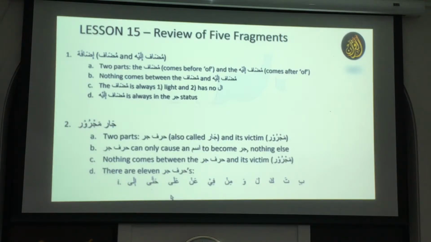The jar majrur, this 11 one. So look at the 11. If you even print out this page, keep it. You can see quickly, oh, okay: bi, ta, kaf, lam, wa, min, fi, ala, an, ila. So you can quickly see these are the things that will make jar majrur.